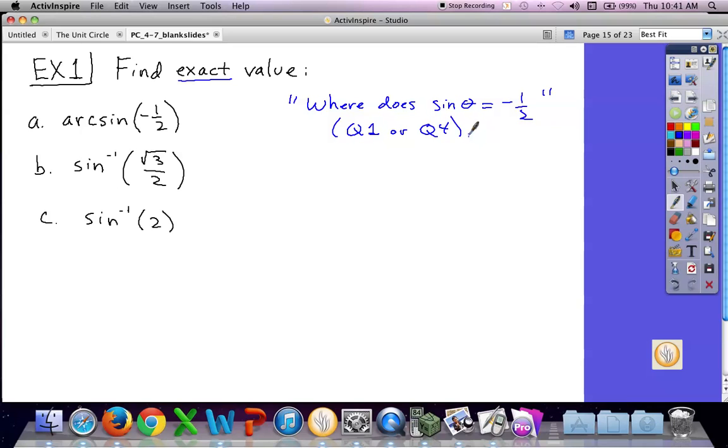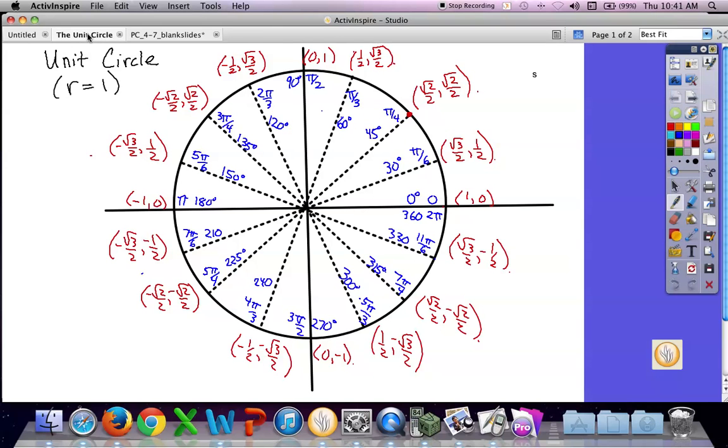And unlike the problems we did a couple lessons ago, where we had to find two values, here, because we've limited the domain to just those quadrants, there's only going to be one place where the sine equals -1/2. It's not ambiguous. That was the whole point of limiting the domain. So look at the unit circle and find, in between here and here, what is the angle where sine equals -1/2?